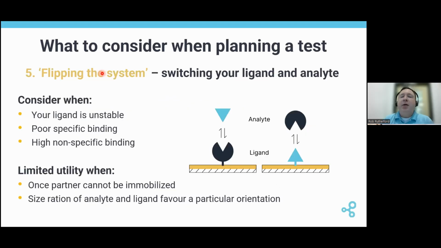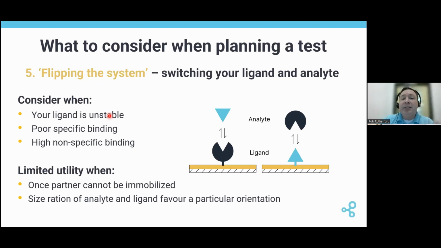Okay. Sometimes, though, I'm not going to lie to you, you're not going to find a regeneration solution that agrees with your ligand. In that case, there's a couple of options that you have. Number 1 would be not to run a regeneration throughout the course of your test. Or number 2 would be to flip the system. So flipping the system would be to take what you currently have as the ligand and make it the analyte, and take what you currently have as the analyte and make it the ligand.